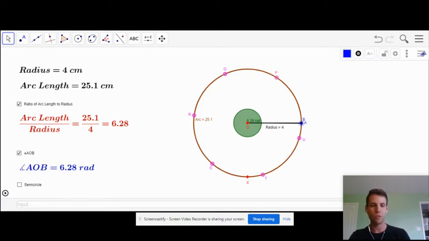So in conclusion, we've talked about that there are 6.28 radius lengths around the outside of a circle, meaning that there are 6.28 radians in a full circle, which would equate to 360 degrees. And lastly, 1 radian is an angle that would hit an arc on a circle that is exactly 1 radius long. And that covers this introduction to radians.